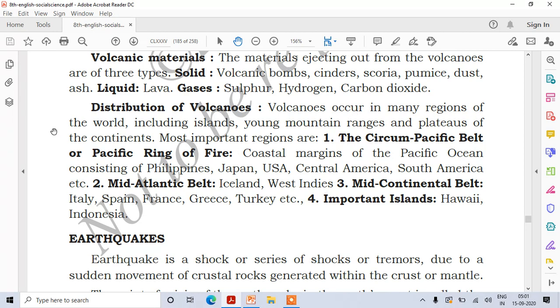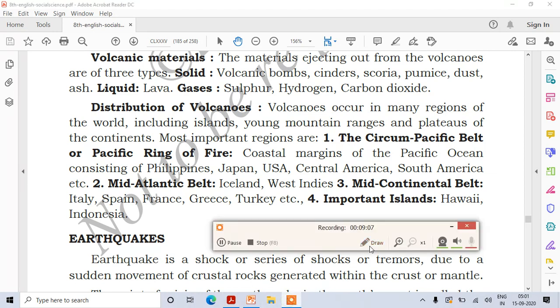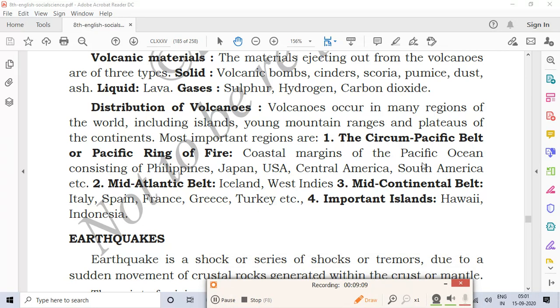Volcanoes occur in many regions of the world, including islands, young mountain ranges, and plateaus of the continents. They can be present in the islands, in the mountain ranges, and in the plateaus of the continents also. The most important regions are the circum-Pacific belt or Pacific ring of fire.